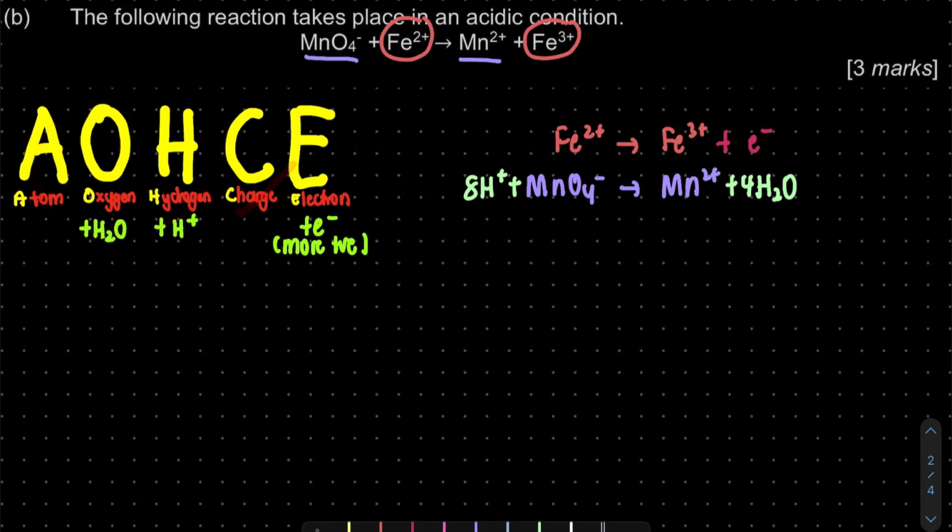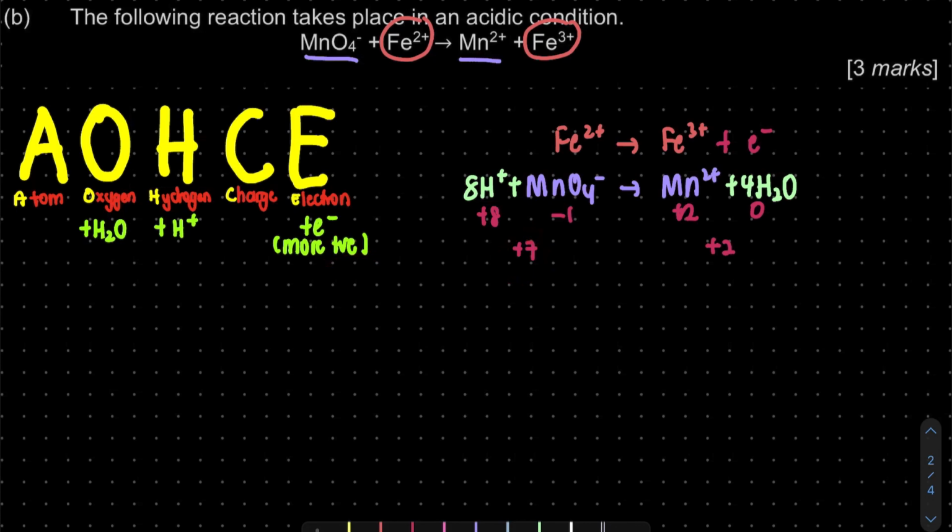Now calculate the charge. I'm just going to write it down here. We have positive 8, negative 1, so in total we have positive 7. Here we have positive 2, 0, so here is positive 2. So the charge is already calculated. Next, we're going to add electrons to the more positive side, which is positive 7.